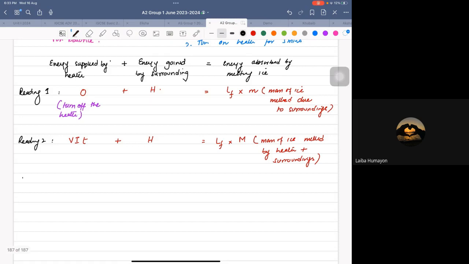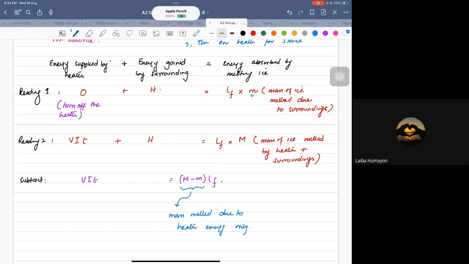So when you subtract this, you realize that basically h and h will cancel out. It will be only VIT minus 0, and h minus h is 0, equals M minus m times LF. Do you guys get it? Now this value that you see here is basically the mass melted due to heater energy only, because we have subtracted the one that was melted due to surroundings from the total mass. Is it clear?